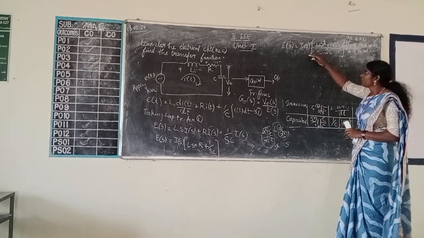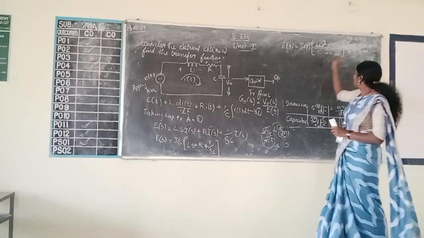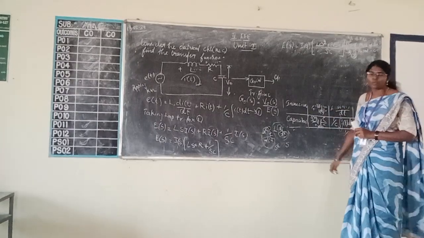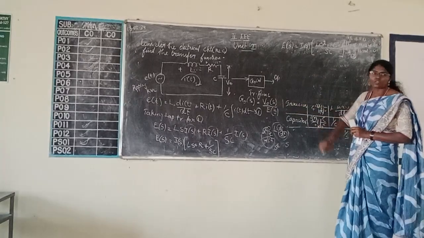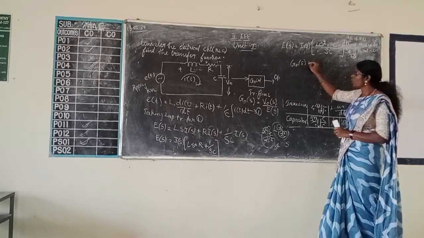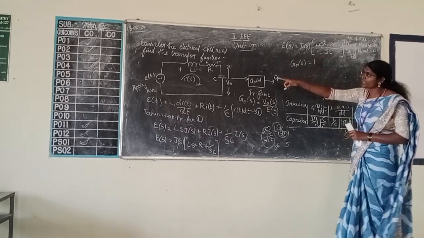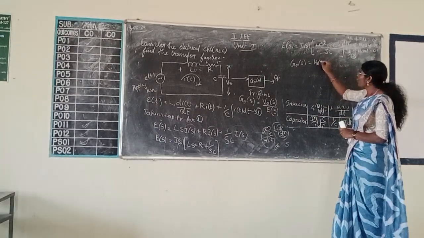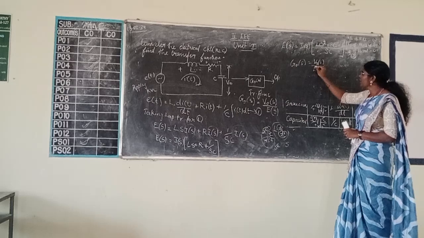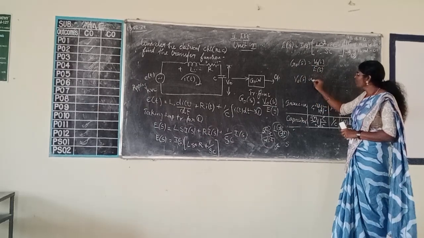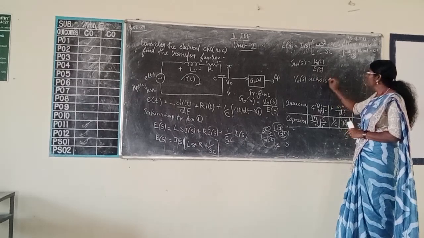Now we have to substitute this in a better form. The transfer function G naught of S is equal to the output voltage across the capacitance, that is V naught of S, divided by E of S. So V naught of S is across the capacitance.